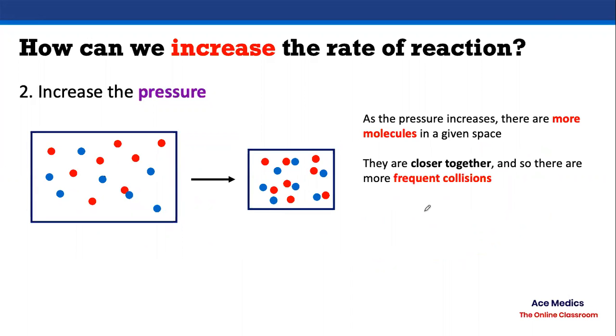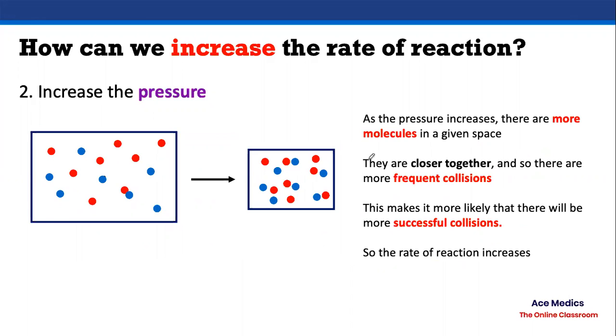Okay, so how can we write that in words? We've said that as the pressure increases, so we're increasing the pressure here by making the box smaller, there are more molecules in a given space. What you need to remember here is that in this box and in this box, there is the same number of molecules, because we're not talking about the concentration now, we're talking about the pressure. However, this box is smaller, therefore they're all closer together, yeah? So there are more molecules in that given space.